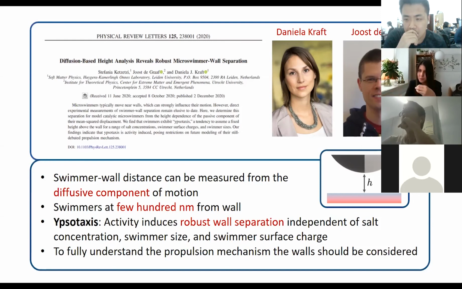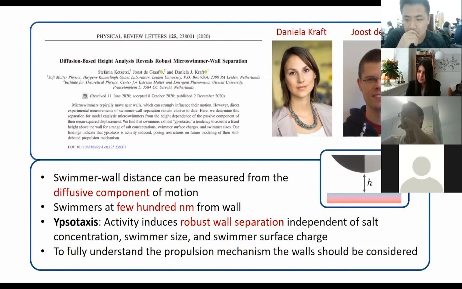But when you're moving so close to the wall, it could be that this osmotic flow on the wall couples back to your particle, and it modifies the speed of your particle.